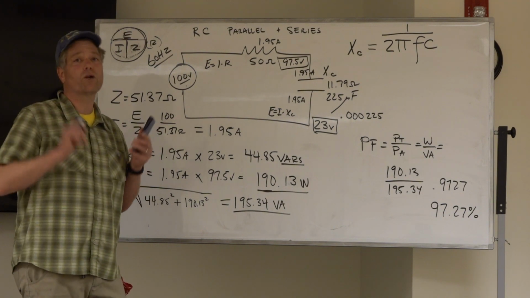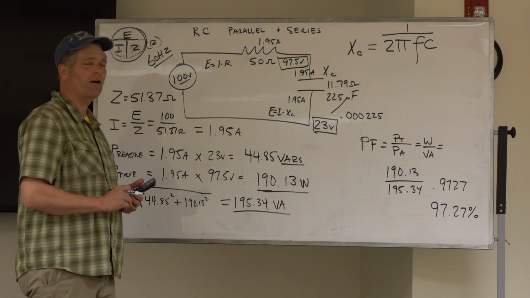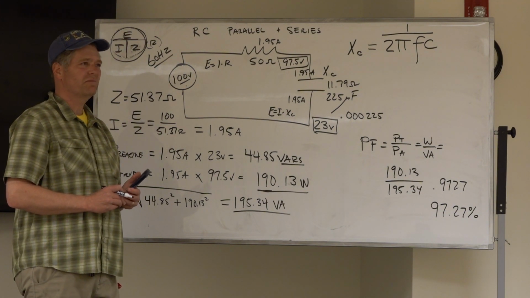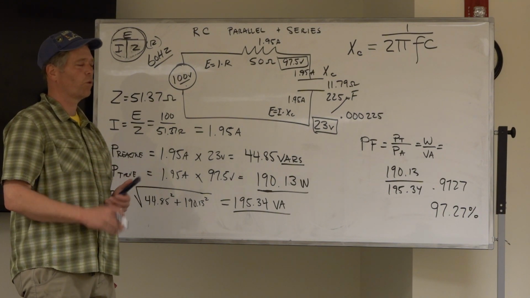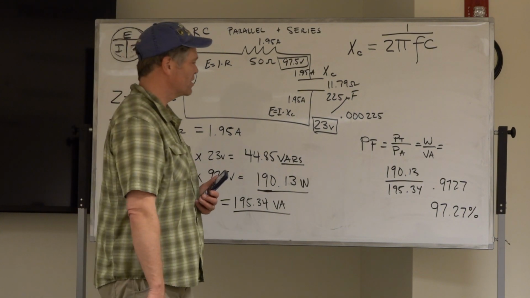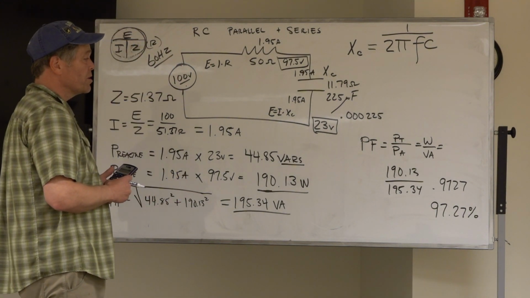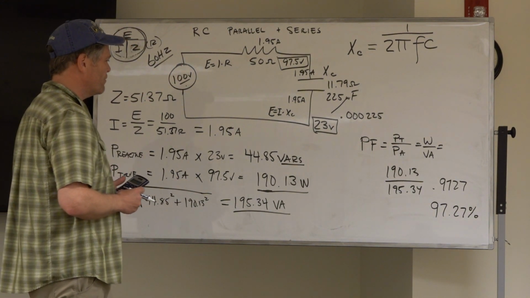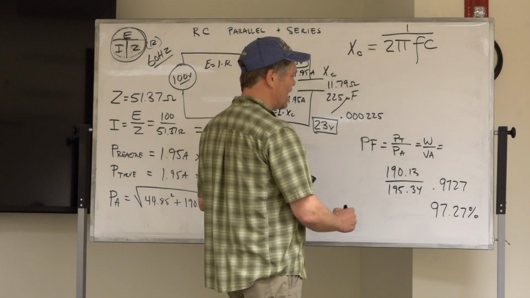This is a quote-unquote good power factor. If your power factor is less than 85, down in the 70s, 60s, 50s, 40s, it's terrible. And the power company will be talking to you. But our power factor is pretty stinking good. It's 97.27. So let's go ahead and figure out what that angle theta is.